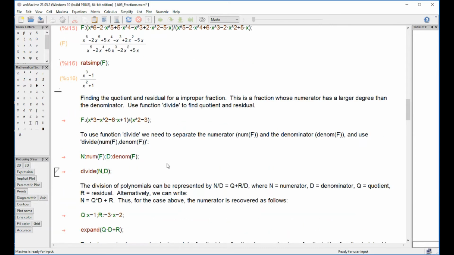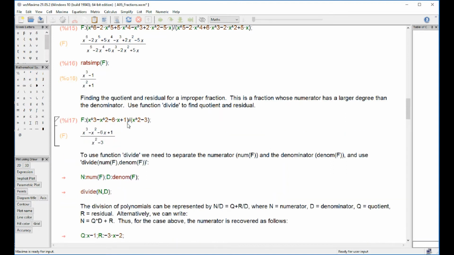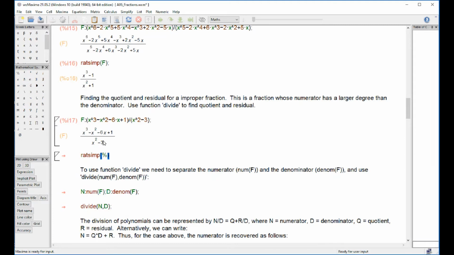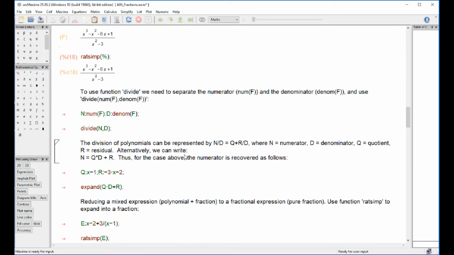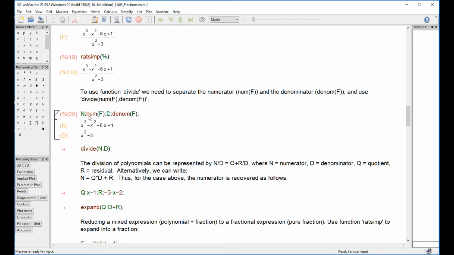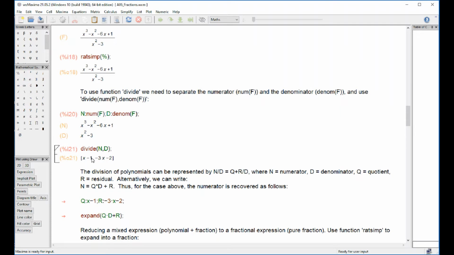Residual of the quotient and residual of an improper fraction. Let's start with this fraction, right? This one, if I try ratsimp, won't give me any improvement. So it's an improper fraction, and it will have a quotient and a residual. So I'm going to separate the numerator and the denominator using the functions num and denom, and then use the function divide for the numerator and denominator, and it will give me the quotient as x minus 1 and a residual as minus 3x minus 2.